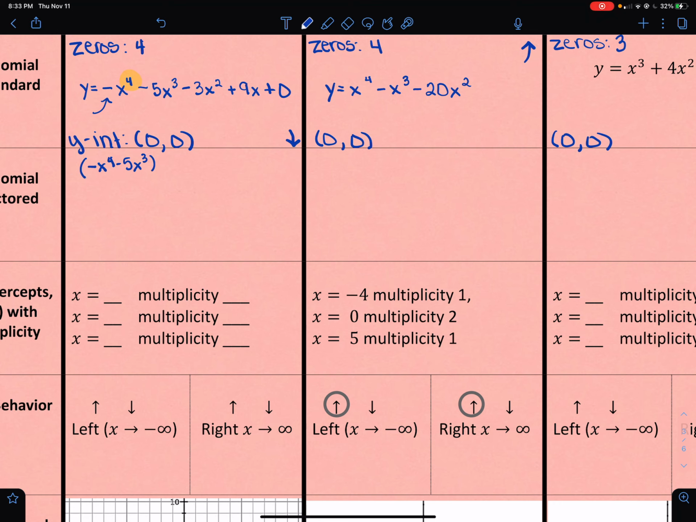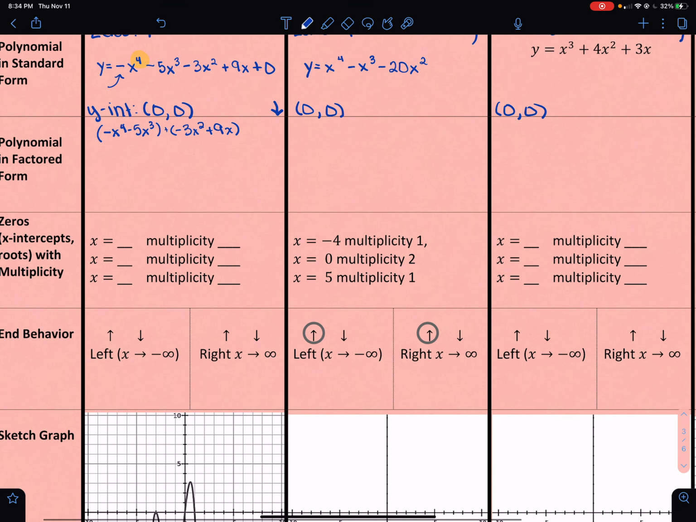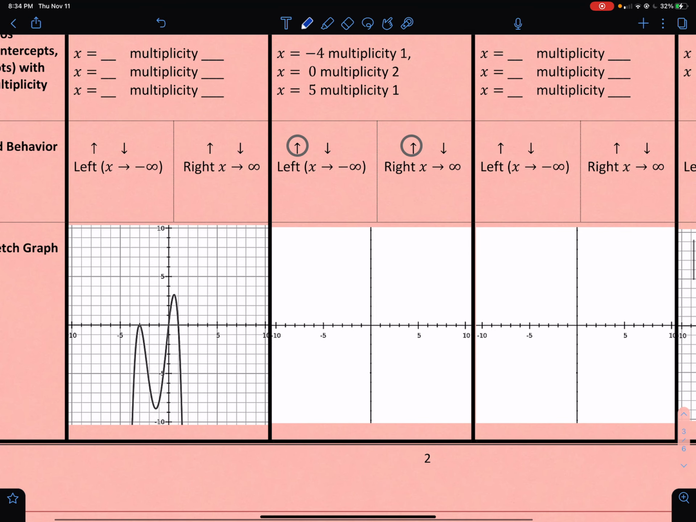And I'm going to group those together. And then I have negative 3x squared plus 9x. Okay. And we could factor it that way. However, like I said, we're going to see if there's other stuff on the bottom that gives us some information. So on this one, let's take a chance and go all the way to the bottom. Let's look at the graph on this one.